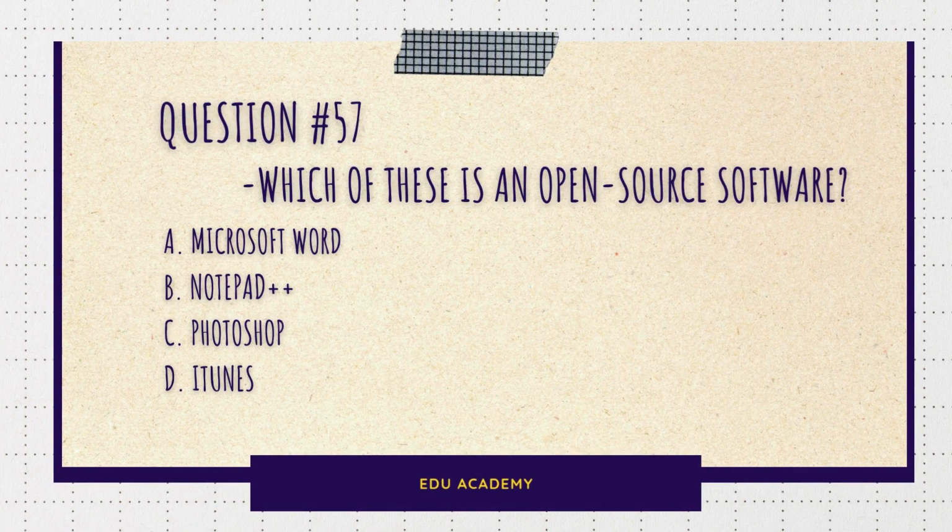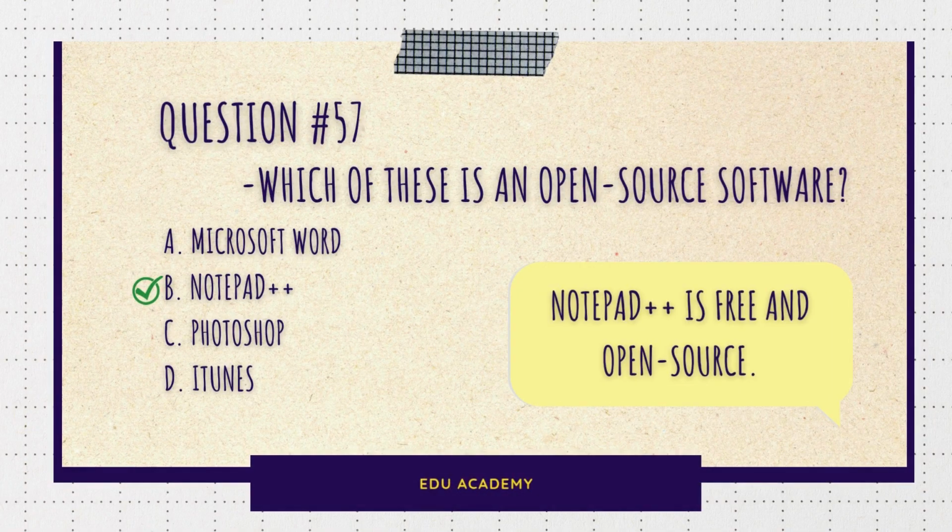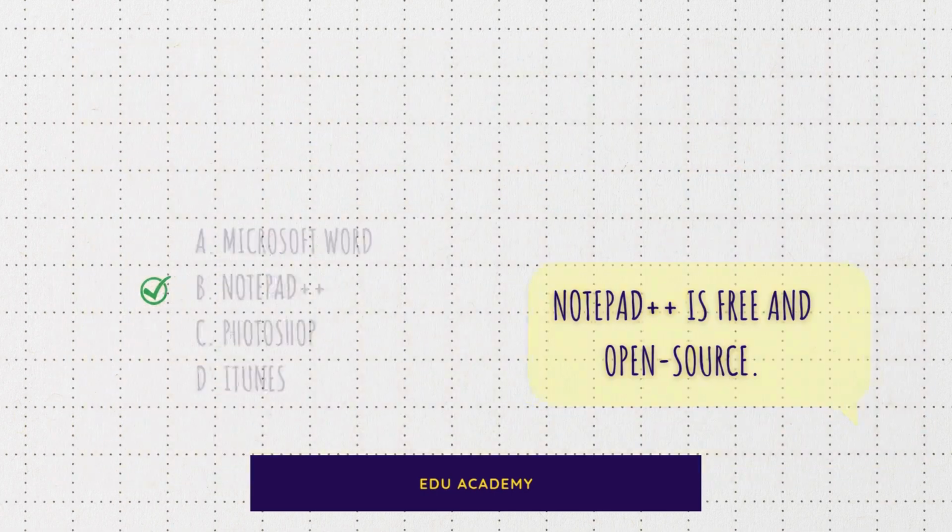Question 57. Which of these is an open source software? A. Microsoft Word. B. Notepad++. C. Photoshop. D. iTunes. You have 10 seconds. Time's up. Answer B. Notepad++. Notepad++ is free and open source, allowing users to modify its code.